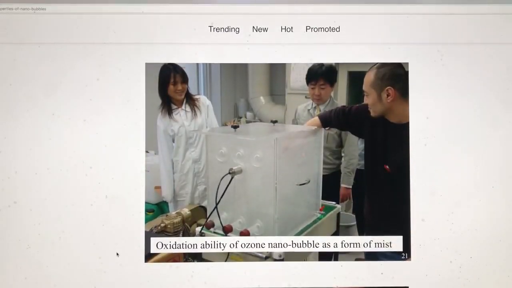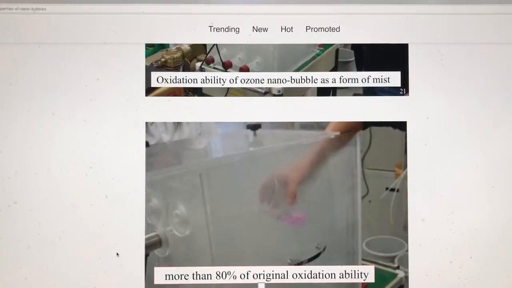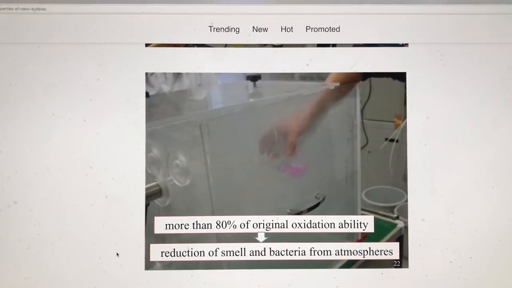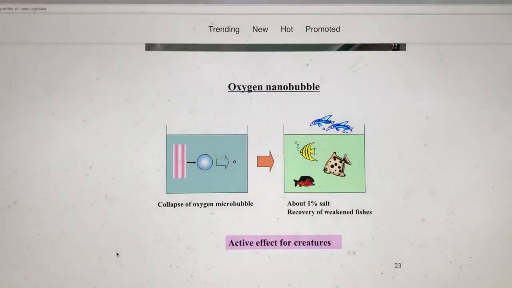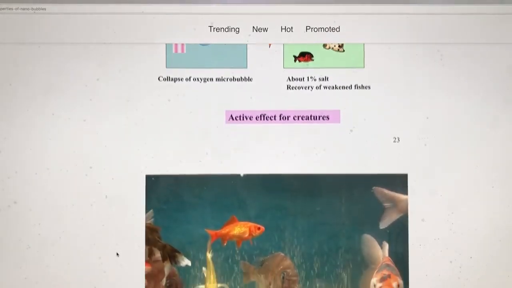And I was hoping that the nanobubbles remain when you reduce water to a mist or a fog. I think that means that 80% of the oxygen nanobubbles that were in the reservoir of water still remained in the collected mist. Sea life loves oxygen.